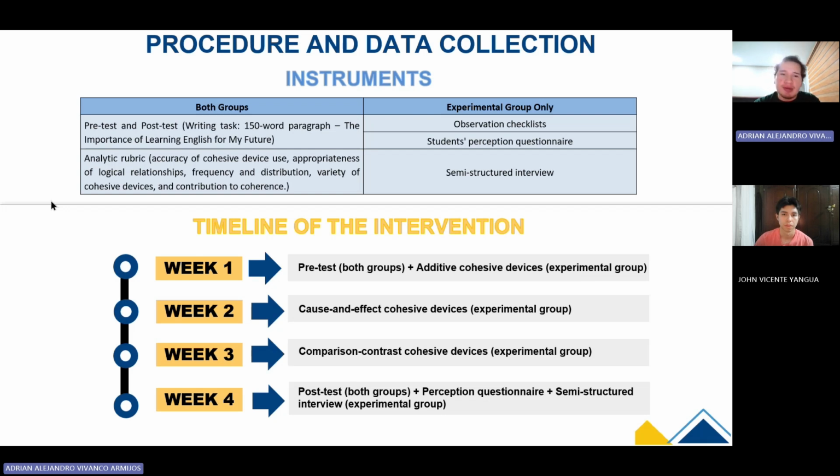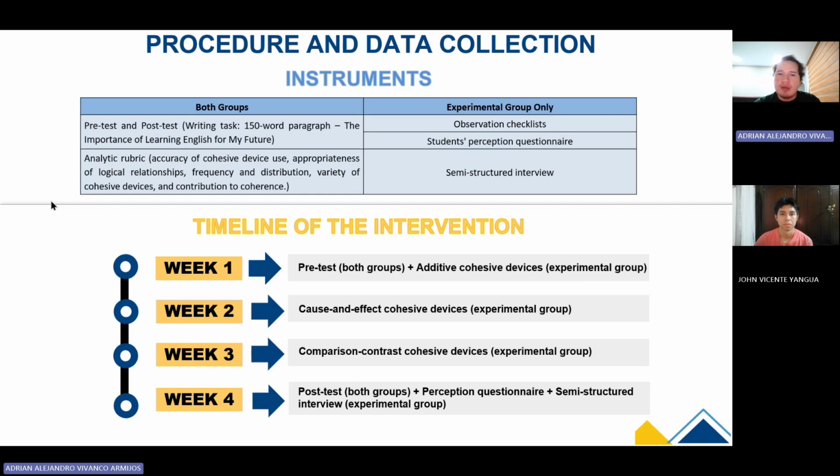In this assessment, students wrote a 150-word academic paragraph entitled "The Importance of Learning English for My Future." After the pretest, the experimental group received explicit instruction on additive cohesive devices. Next, in the second week, the intervention continued with explicit instruction on cause and effect cohesive devices through guided explanations, controlled practice, group activities, and writing exercises.